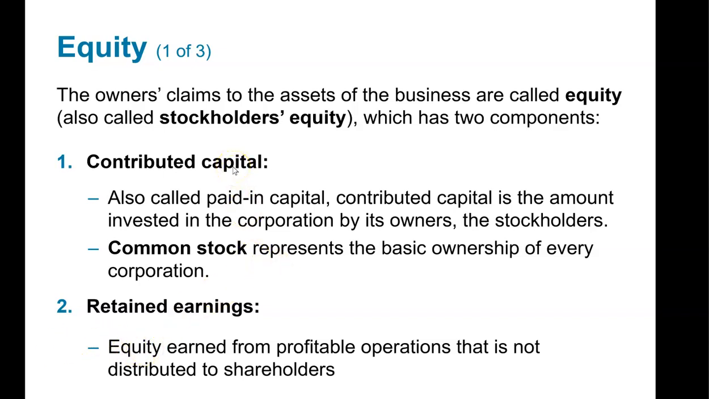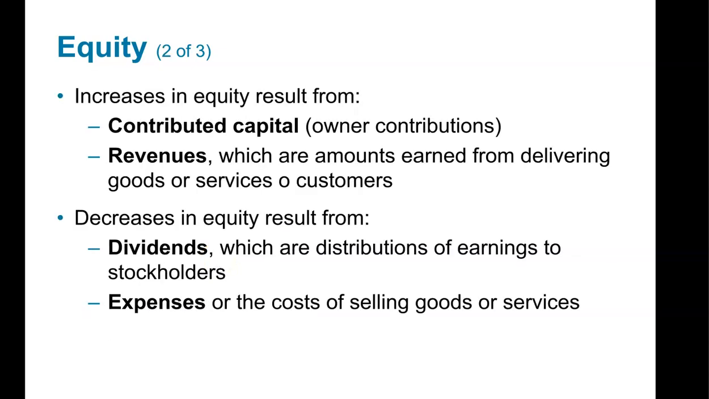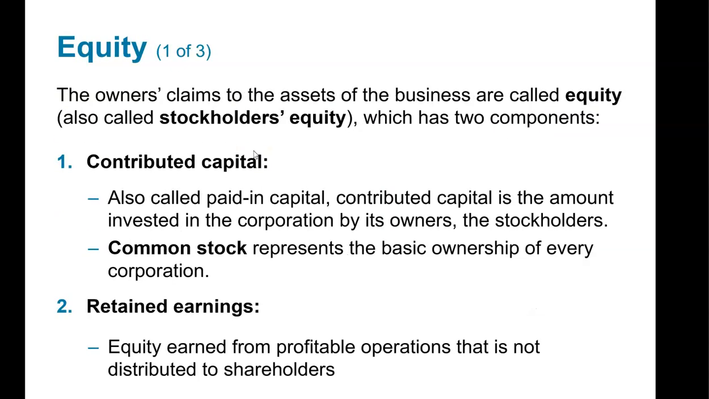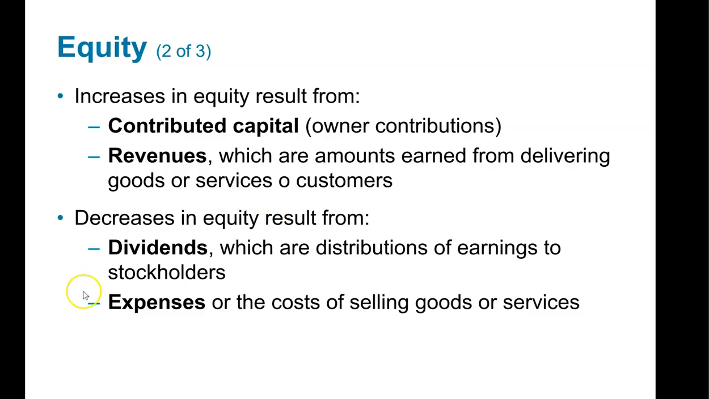So for contributed capital, when I write that, it's going to be mostly common stock. That's the account. And for retained earnings, retained earnings are going to include revenues, expenses, and dividends.